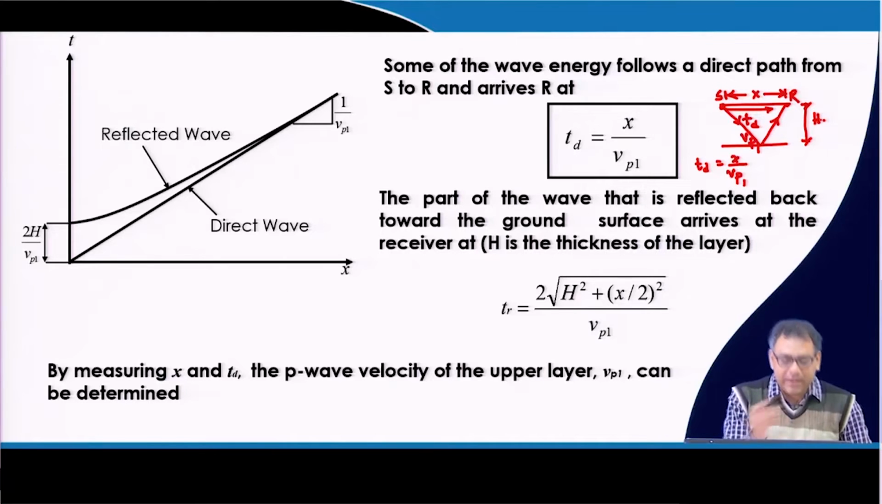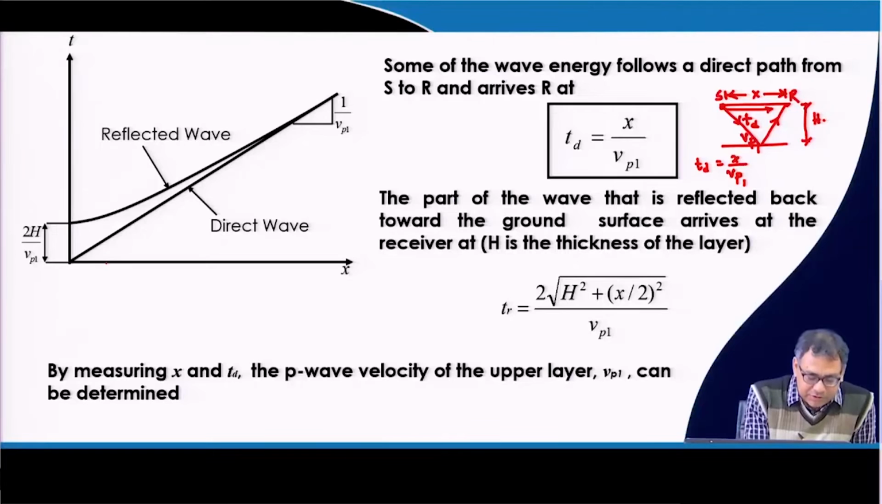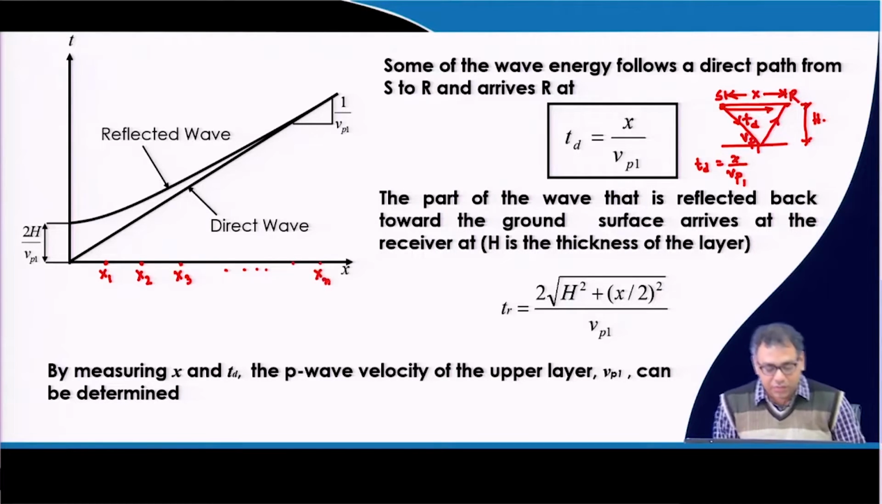Now, if I put n number of geophones, suppose this is the position of the first geophone, x1, this is the position of the second geophone, this is the third geophone, and so on, up to the nth geophone. For all the geophones, there will be one direct ray and one reflected ray. Now if I put the data of all geophones in a graphical form, the x axis is the distance x, and the y axis is the time. So, the two waves will reach each geophone.